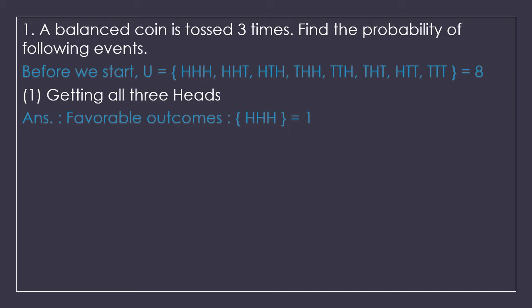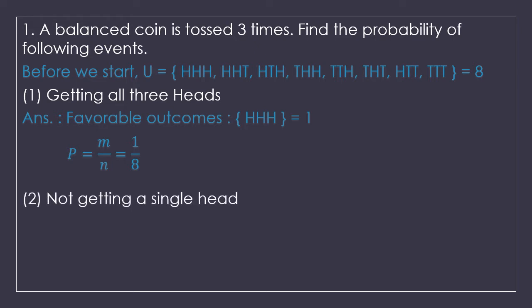So the system is first write down the total outcomes and one by one find the favorable outcomes for all the questions. Okay, so the favorable outcome here is 1. The formula for probability is m upon n, that is 1 upon 8. So the favorable outcome is 1, total outcome is 8. So the probability of getting all the 3 heads is 1 upon 8. Simple.